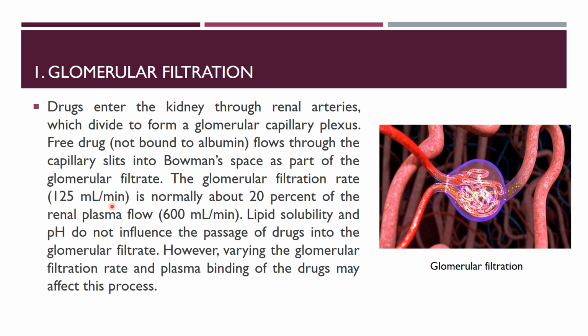125 ml per minute, is normally about 20% of the renal plasma flow, that is 600 ml per minute. Lipid solubility and pH do not influence the passage of drugs into the glomerular filtrate. However, varying the glomerular filtration rate and plasma binding of the drug may affect this process.